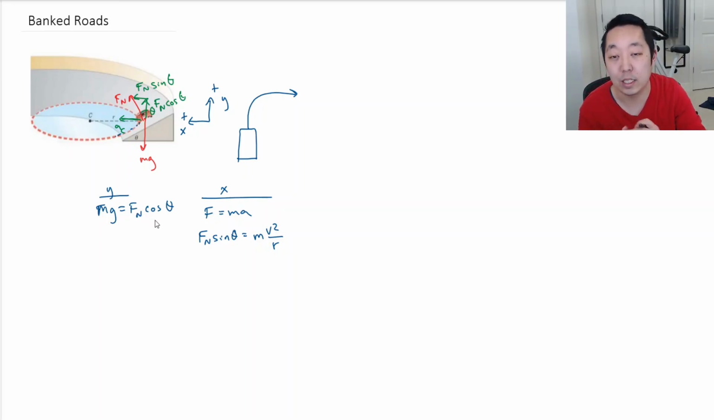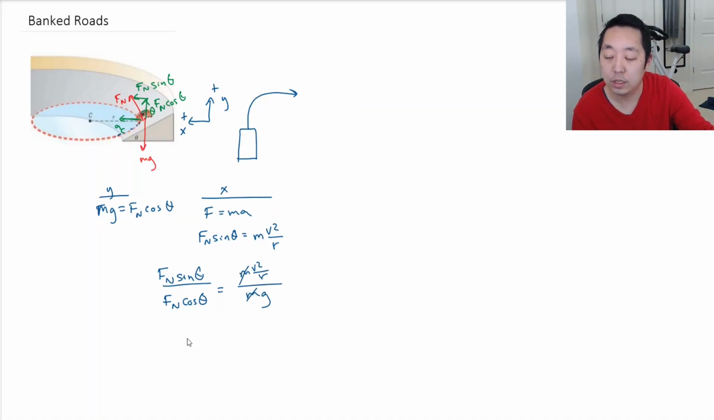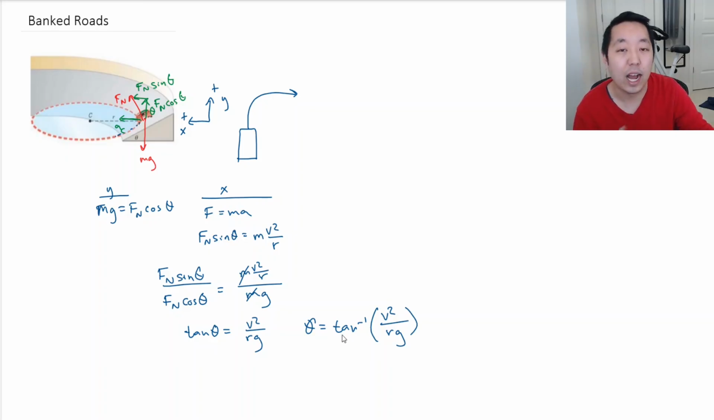Sometimes you're trying to find the ideal banking angle for a certain maximum speed. If I'm trying to solve for theta, I'm going to divide these two equations to cancel out the normal force. So I'm going to say Fn sine theta over Fn cosine theta is equal to mv squared over r divided by mg. And we did this before, kind of, but this is tangent of theta equals v squared over rg. So your ideal banking angle is going to be the inverse tangent, or arctangent, of v squared over rg. That's the ideal banking angle. I don't want you to memorize this equation.